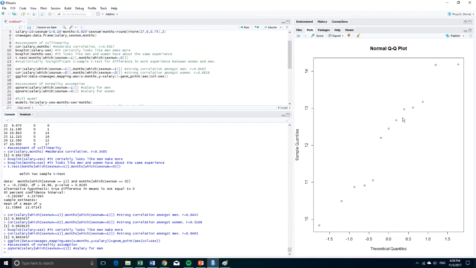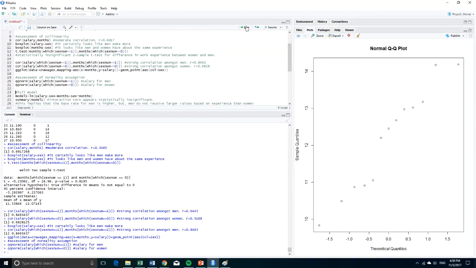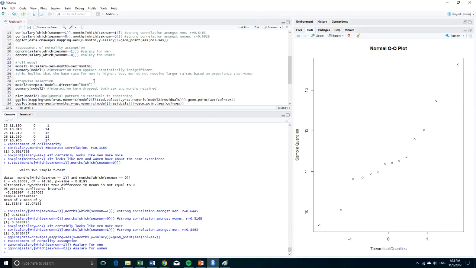There's something weird going on here, where it looks like there are two separate lines for men, but that's not hugely worrisome to me. For women, there does look like there is a little bit of a curve, so I'm not sure what's going on here. I'm maybe a little bit concerned, but remember the normality assumption is pretty robust, so it has to be a massive violation. I'm not concerned enough to stop proceeding.